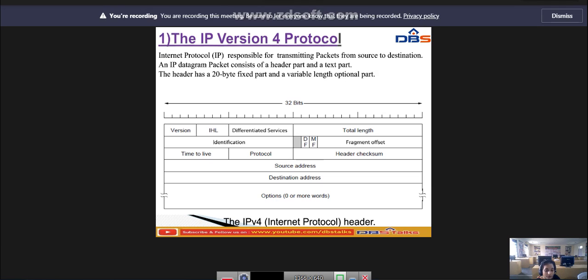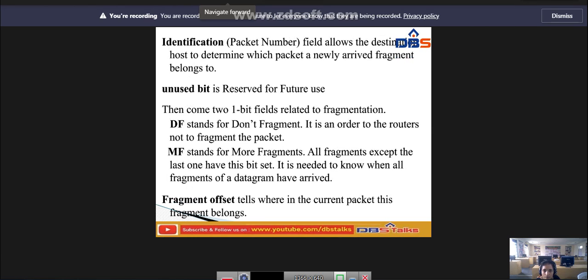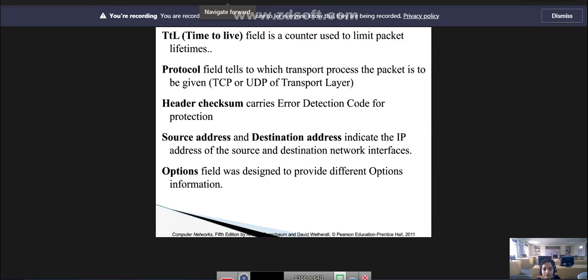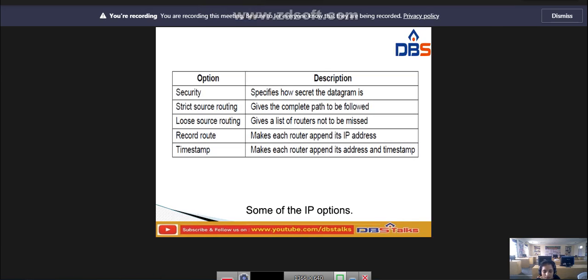Originally, there were 5 options listed in the diagram. Okay. So, this is called the options field. This is the explanation of the IP version 4 protocol header. Okay. And next, coming to this list: security, options and description.